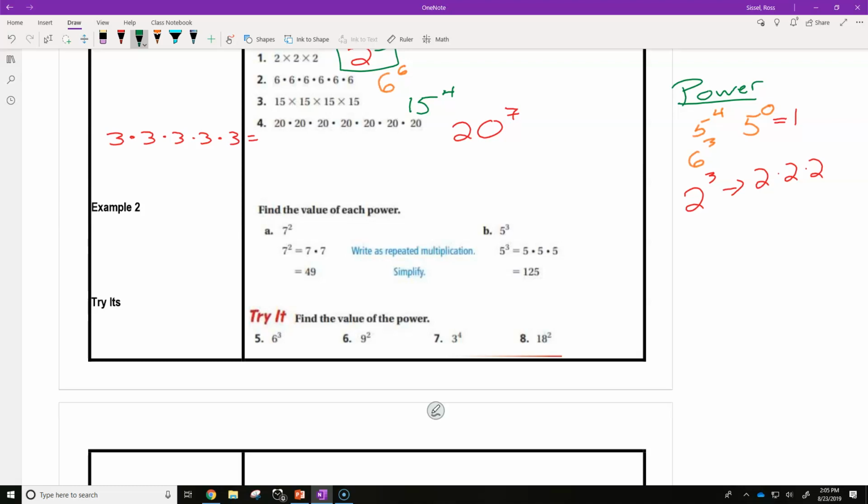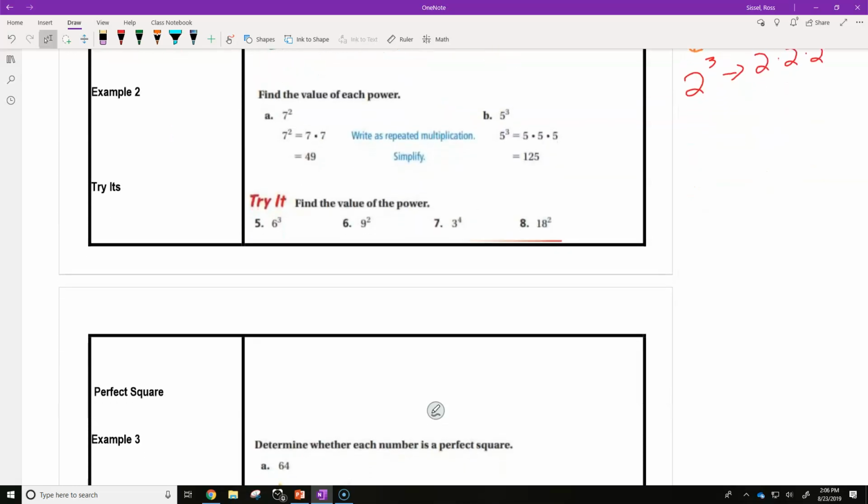3. 3's been repeated, so that means it's now my base. How many times did 3 get repeated? So that means it is my exponent. That is your answer. That's how we go from repeated multiplication to a power. Okay. We're going to move on to example 2.